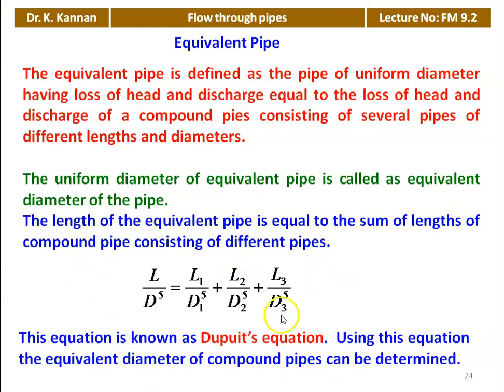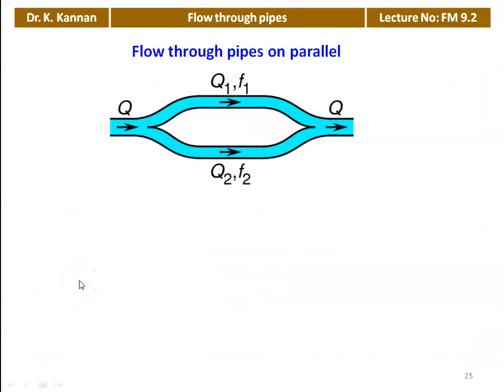So this equation also you have to remember, because using this equation sometimes you may be calculating the length of the equivalent pipe or the diameter of the equivalent pipe, as the case may be. Then pipe in parallel. These are all basic concepts in the total pipe network. In a large municipality or corporation, we prepare a pipe network for water supply. Then we have to understand pipes in parallel, pipes in series and branched pipes. Then we use this knowledge for designing the pipe network in a water supply system.